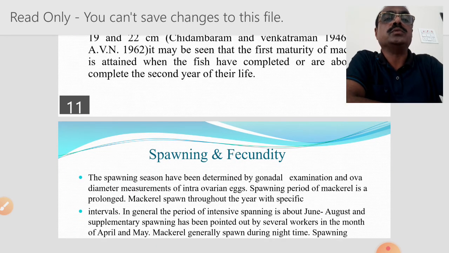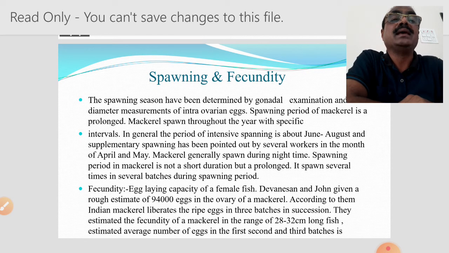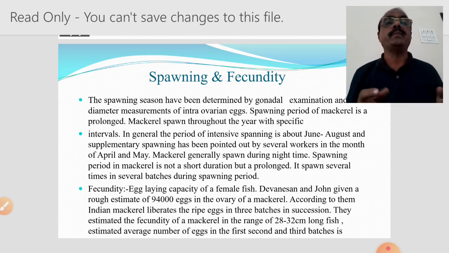Now come to the spawning. After attaining maturity, fish spawning takes place. Spawning means eggs are laid outside the body, inside the water. Spawning, or egg laying, means our gametes are expelled outside the body. That process is called spawning.